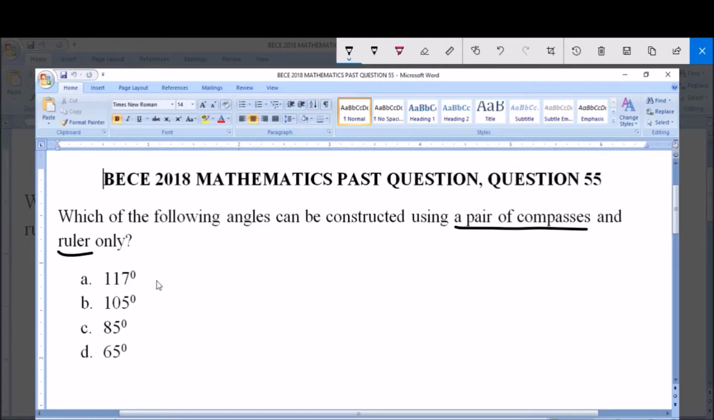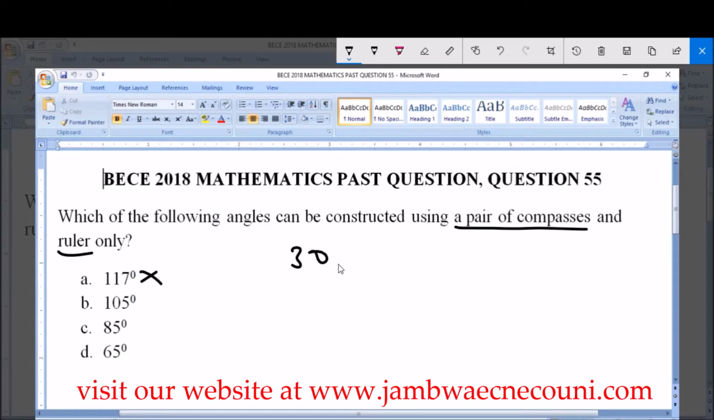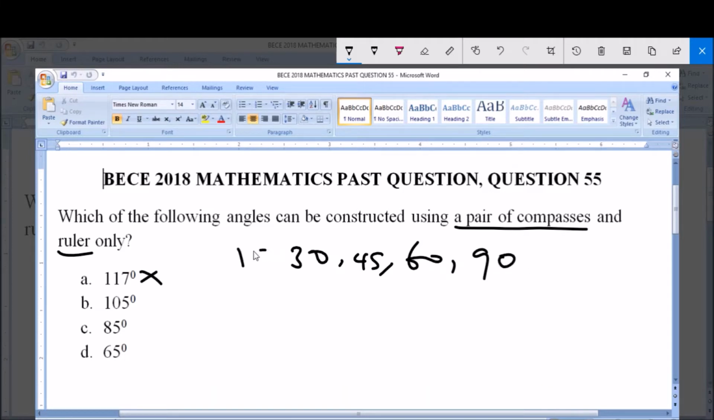Now A here says angle 117 degrees. Angle 117 degrees cannot be constructed using a pair of compasses and ruler only. Like you know, the basic angles are 30, 45, 60, 90. Now you see these angles, 15 also is part.